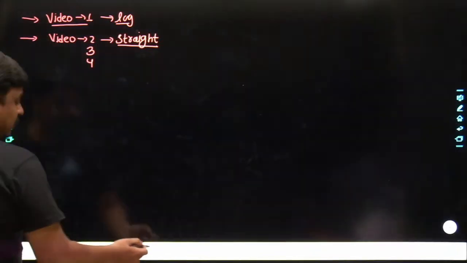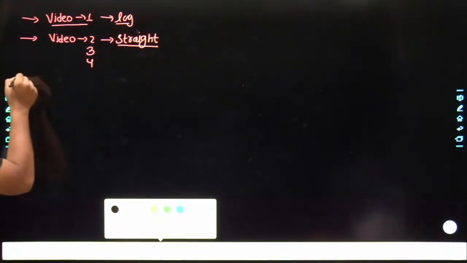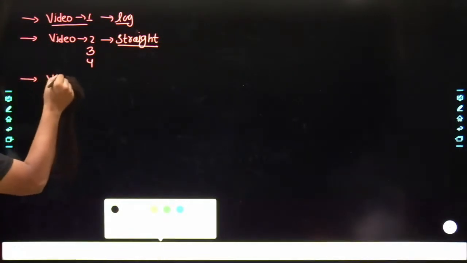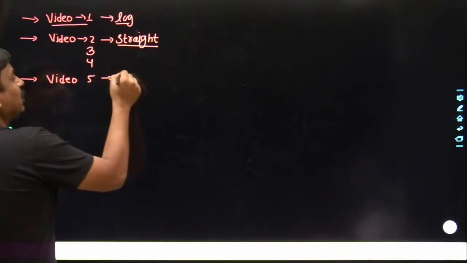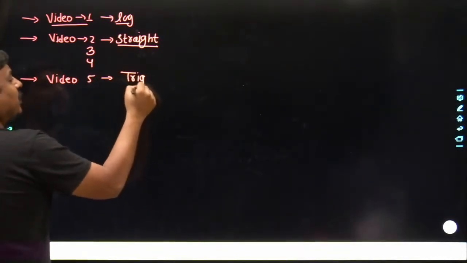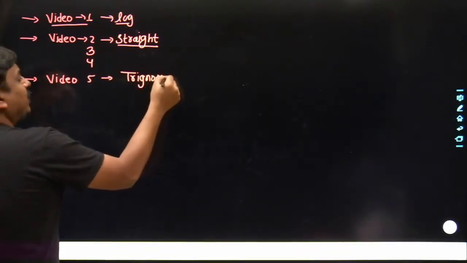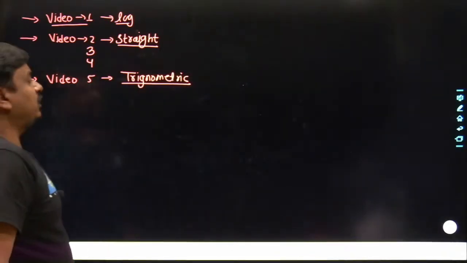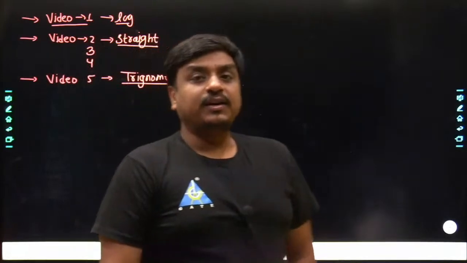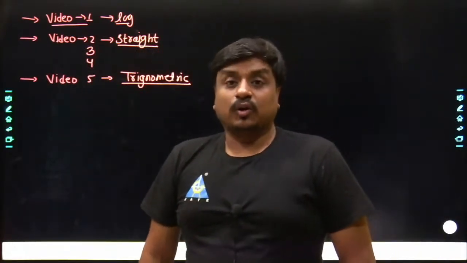Once we were done with the straight line, in the next video, video number 5, I discussed trigonometric functions and trigonometric ratios, so that you could understand the need for sine, cosine, tan, sec, cosec and cot.